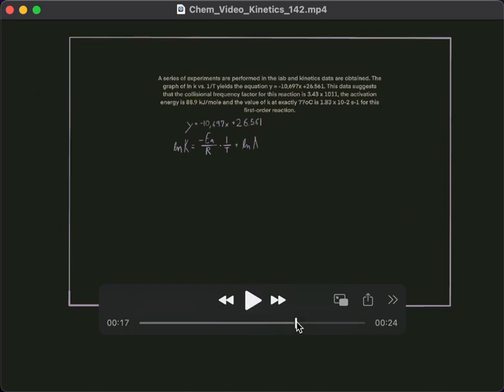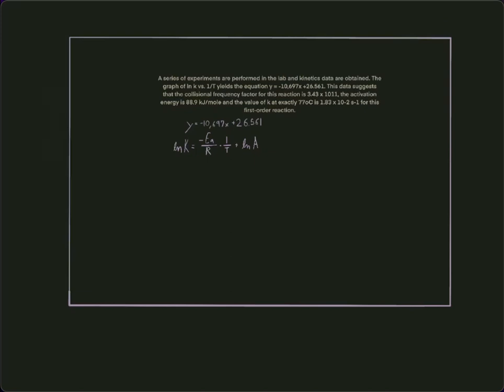The Arrhenius equation, as shown here, is ln K equals negative EA over R times 1 over T plus ln A. In this, we can equate y to ln K, m, which is negative 10,697, to negative EA over R, x to 1 over T, and 26.561 to ln A. The Arrhenius equation relates temperature and activation energy to a rate constant. Those are the things we're looking for, and we're given temperature.